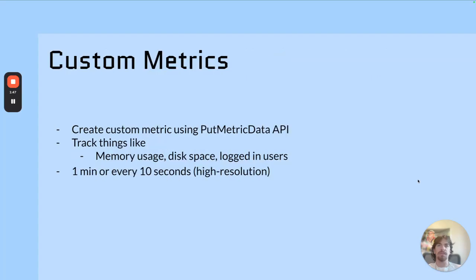Now we have custom metrics. You can create custom metrics using the put metric data API call. For example, tracking memory usage, disk space, or logged in users. CloudWatch supports standard, which is 1 minute, and high resolution metrics as frequent as every 10 seconds for higher precision.